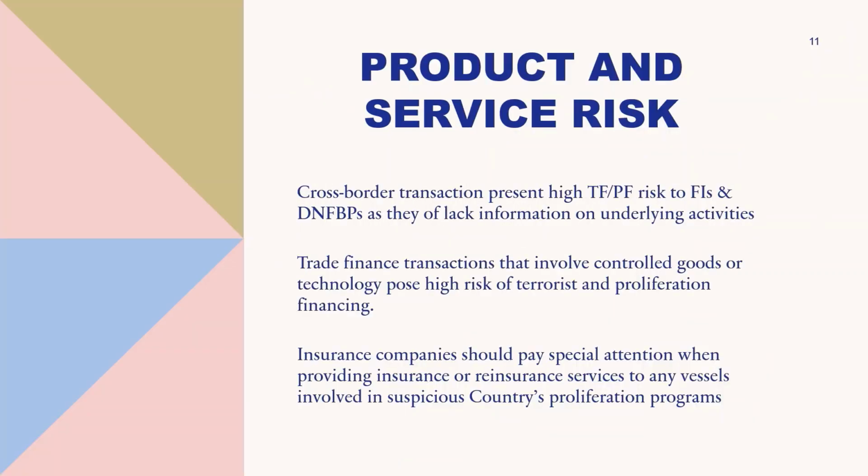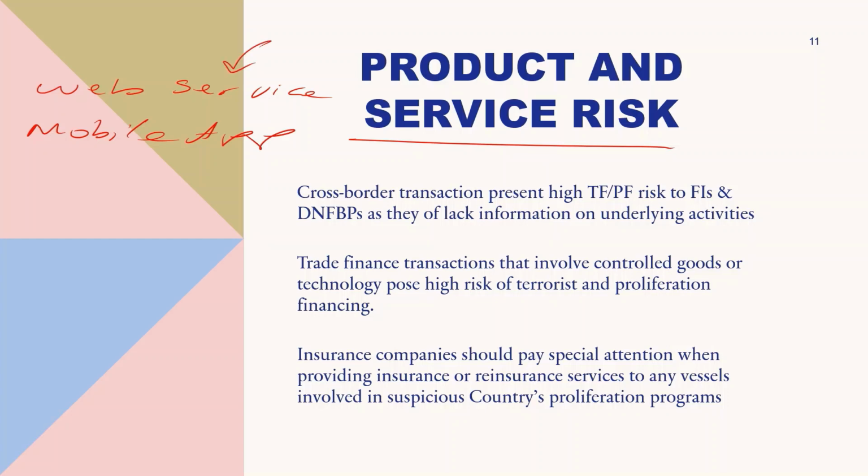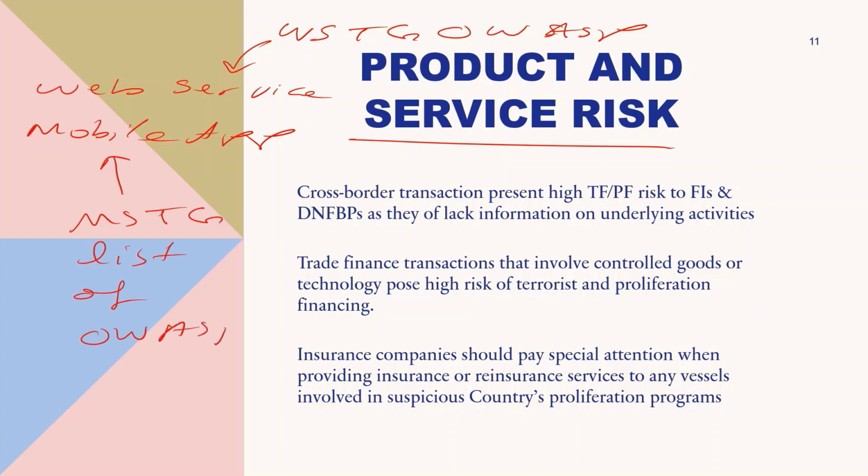Product and service risk. What is it about? Assume that we have a web service or mobile app service. For this one, we should test with the WSTG of OWASP, or for the other one, the MSTG list of OWASP, to ensure that these kinds of services are secure. But the other ones are API services and network services.